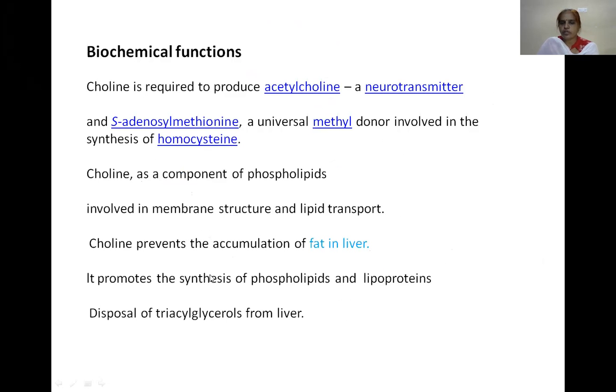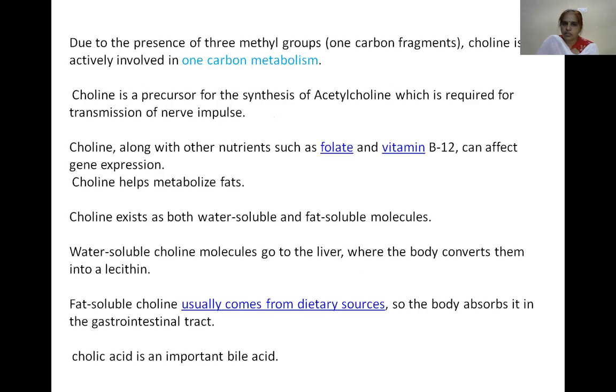Biochemical functions: it is involved in the synthesis of acetylcholine and is a component of phospholipids, meaning membrane structure and lipid transport. It prevents the accumulation of fat in the liver, promotes the synthesis of phospholipids and lipoproteins, and removes triglycerides from the liver. Since it contains three methyl groups, it is involved in one-carbon metabolism. Along with folate and vitamin D, it can affect gene expression and helps the metabolism of fats.